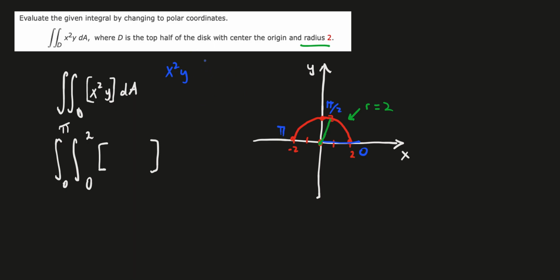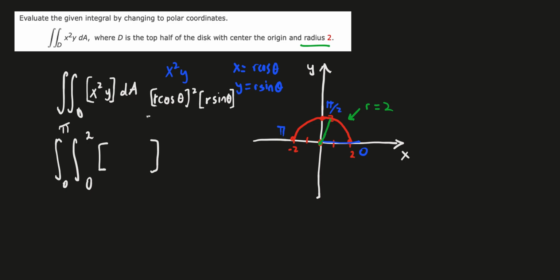Remember that we can convert using a couple of equations, and two of them are that x is equal to r cosine theta, and y is equal to r sine theta. This is not too hard. Should be relatively intuitive. And if we just substitute this in, we have r cosine theta squared, and then y, so r sine theta.